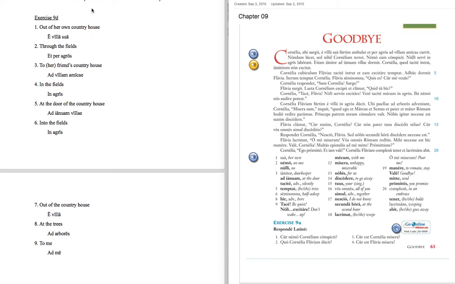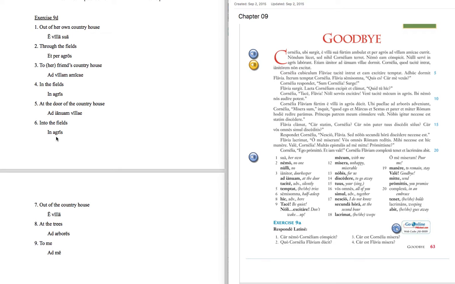And if I'm not mistaken, these sort of go in order through the story. So she says through the fields. That's right there. Et actually means and, so we wouldn't really need that there. But per agros means through the fields. To her friend's country house, again, right there. So you got the first three in the first sentence here, really. Ad villam amicae, to the house of her friend. And then in the fields now, we see right here in agris, at the door of the country house, right here at the door. Ad again means at or to, but here it means at. More often it means to or towards, but here it means at. So at the door of the country house right there.